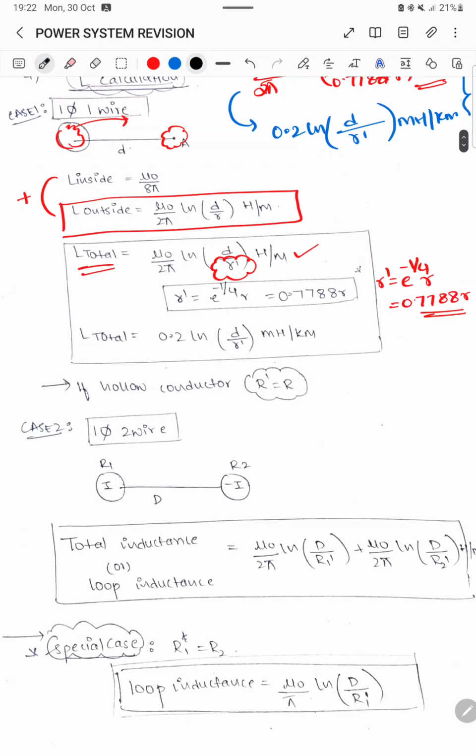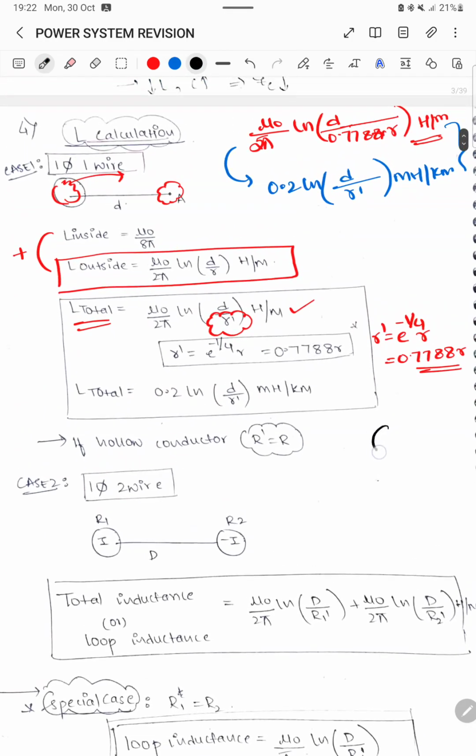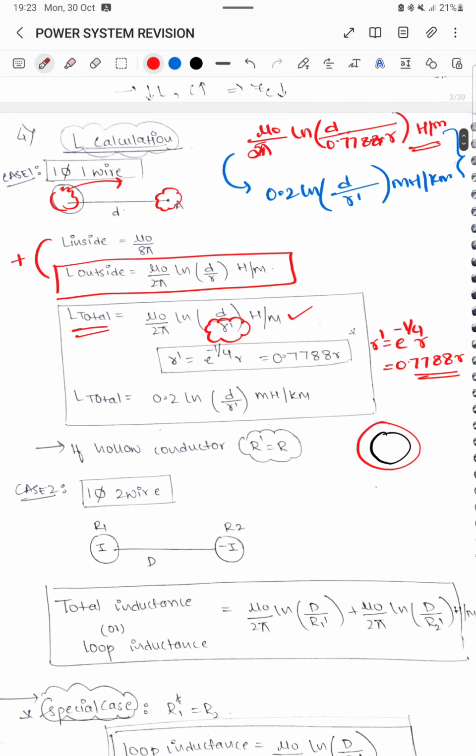Now let's say your conductor is a hollow conductor. If it is a solid conductor, there will be the inductance inside and outside concept. If your conductor is a hollow conductor, do you think there will be any inside inductance? No. For a hollow conductor, inside inductance is 0. So in the denominator you will get only r. Fine.